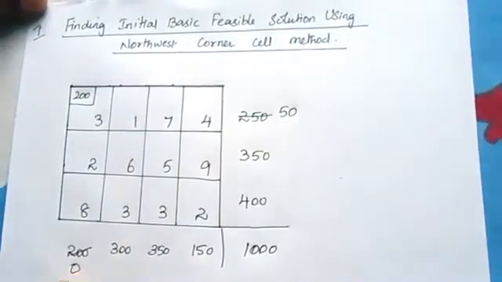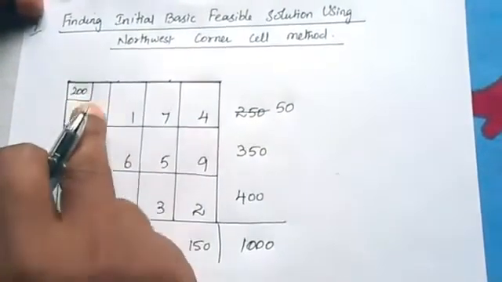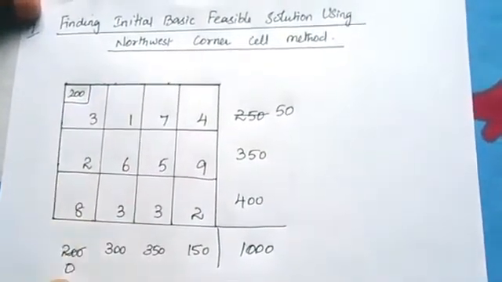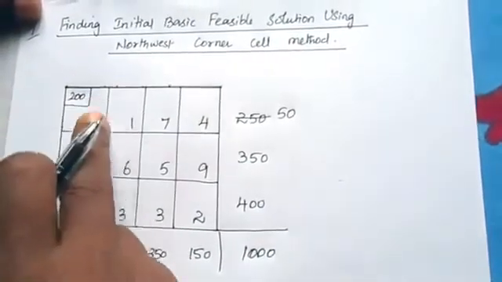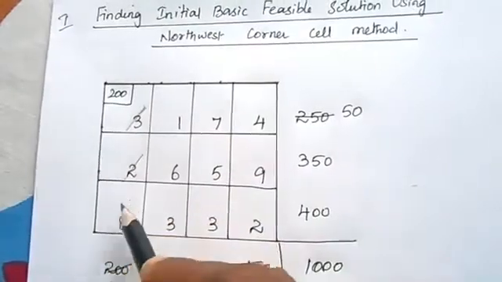So this column value is 0. Now cancel the first column because the column value is nil. So now we have to cancel the first column. So the first column gets cancelled.